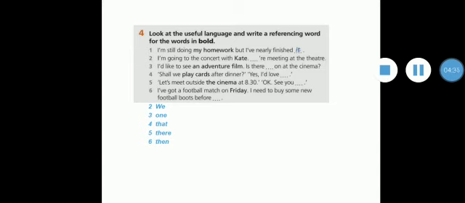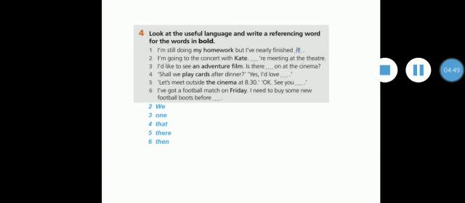Shall we play cards after dinner? Yes, I'd love that. Number 5, let's meet outside the cinema at 8:30. Okay, see you there. And the last one, I've got a football match on Friday. Here we have a time. I need to buy some new football boots before then.